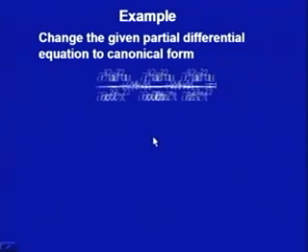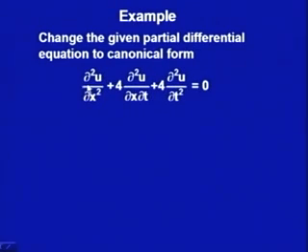Change the given partial differential equation to the canonical form. The equation is ∂²u/∂x² + 4 ∂²u/∂x∂t + 4 ∂²u/∂t² = 0. Now, you see that our equation is not very difficult in that sense. Our coefficients are constants.